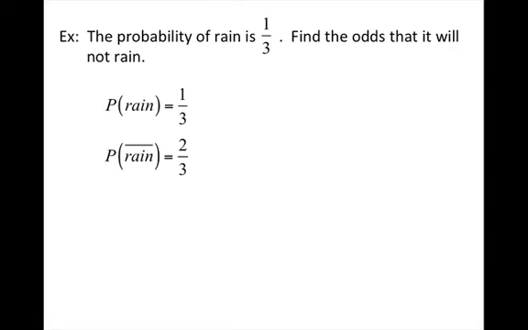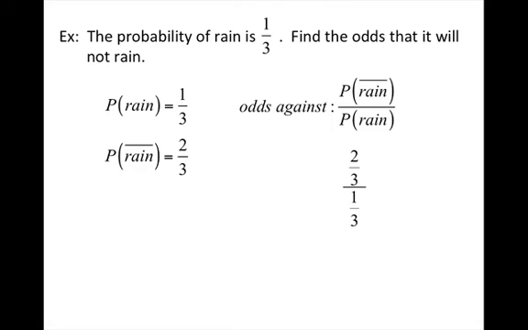Now look at what you were asked for: the odds for. You were finding the odds that it will not rain. So I'm going to put the probability that it will not rain over the probability that it will rain. So I have 2/3 divided by 1/3. If I divide these, I get a 2, but I'm going to leave that as 2 over 1. So the odds that it will not rain are 2 to 1.